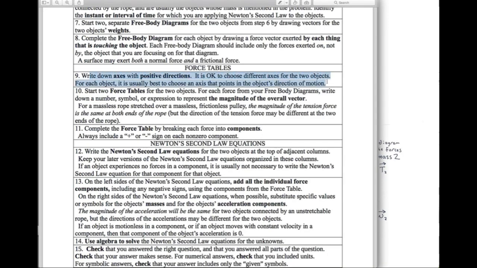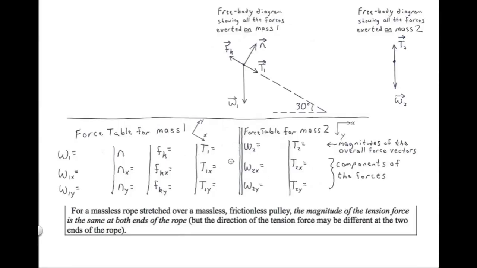We've completed this step. Now we want to start two force tables for the two objects. Here is the outline of our force tables for mass 1 and for mass 2. Let's start by dealing with the tension forces. We can use this rule. The magnitude of the tension force will be the same at both ends of the rope.